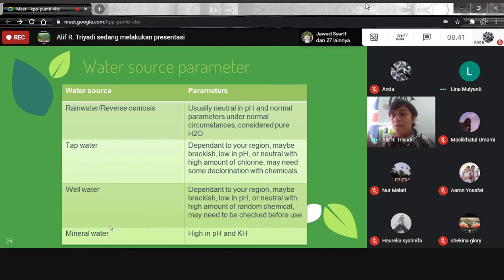For example, if you have an African cichlid or some kind of discus, you might want to increase or decrease the pH as long as you need it. And there is tap and well water. Tap and well water doesn't actually differ much, only that it depends on your region. Maybe your region is near swampy areas where the pH is really low, or you live near seawater where the pH is quite high.